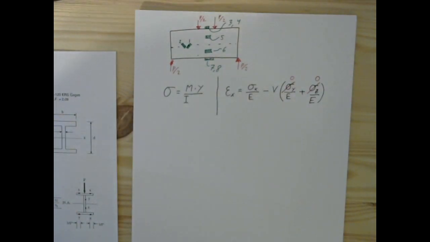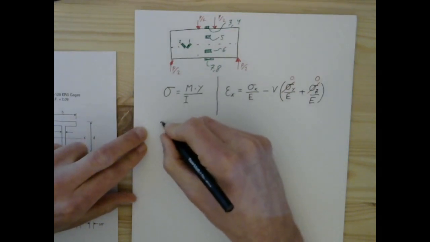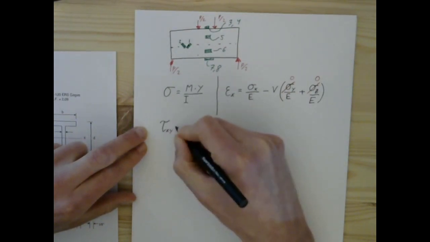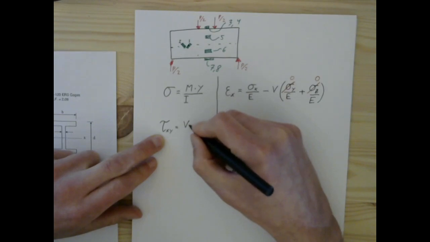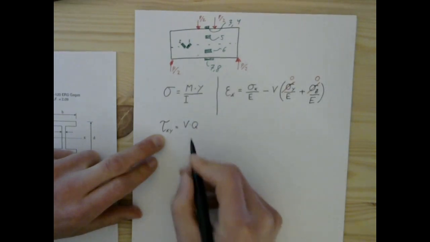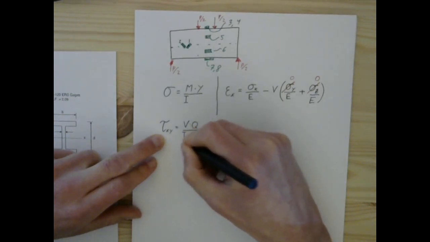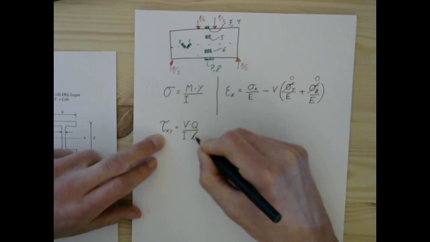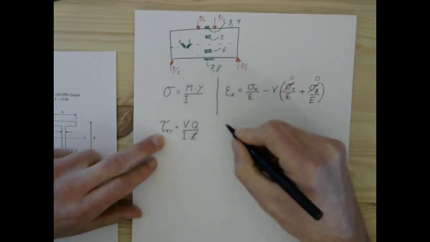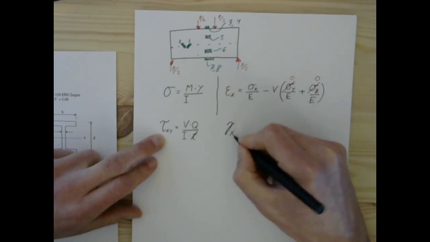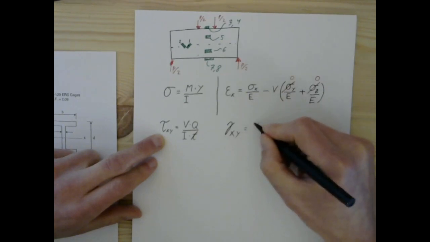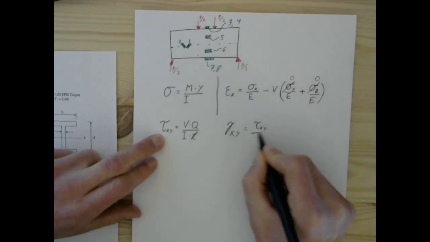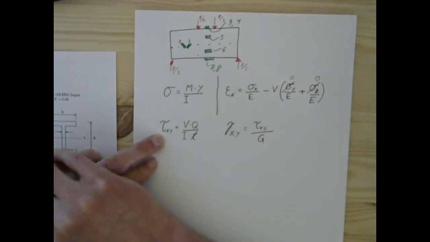Shear strain will be a little bit more involved, only slightly though. We'll want to use this equation, where the shear stress is equal to the shear force times the first moment of area divided by the second moment of inertia and the thickness of the web. And we'll want to use the definition of shear strain, which is that it's the shear stress divided by the shear modulus.